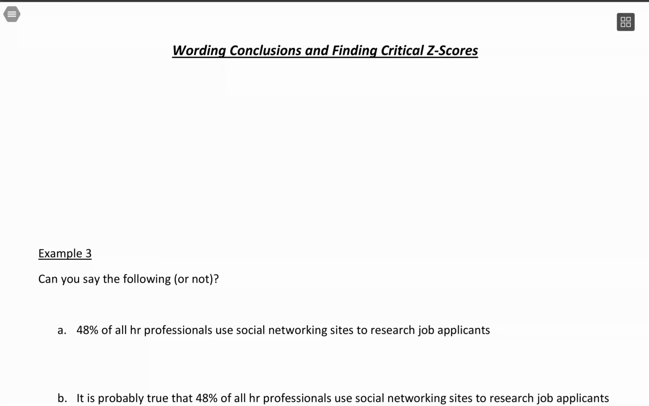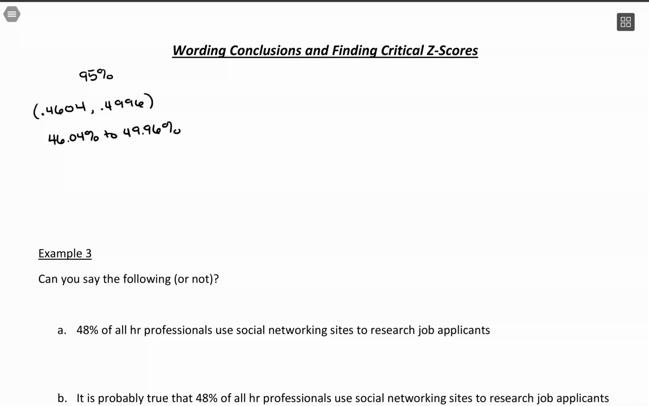So, wording conclusions. As we found in that last video, we're going to focus on that 95% confidence interval that we found, which was 0.4604 up to 0.4996, which would translate to 46.04% to 49.96%. So that's giving us our lower bound and upper bound for the confidence interval.